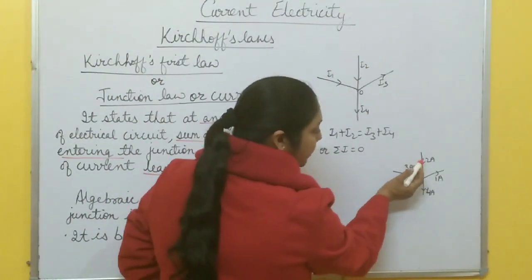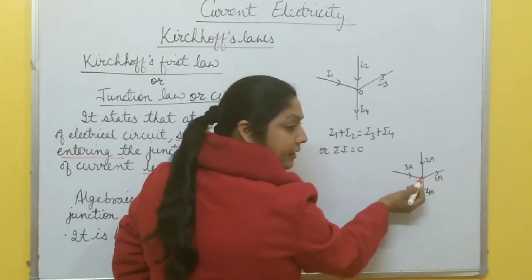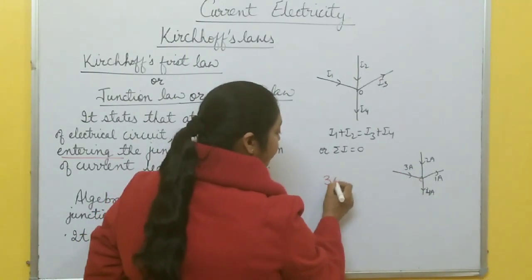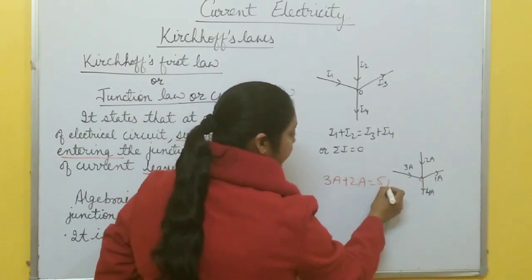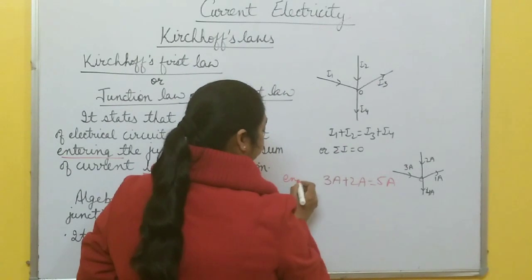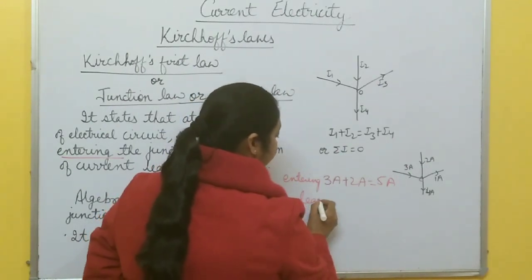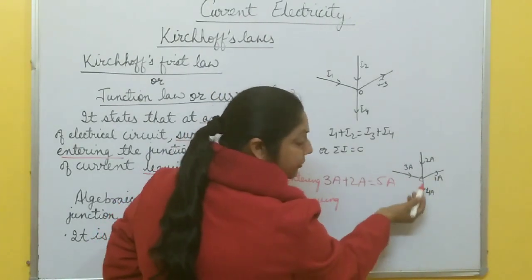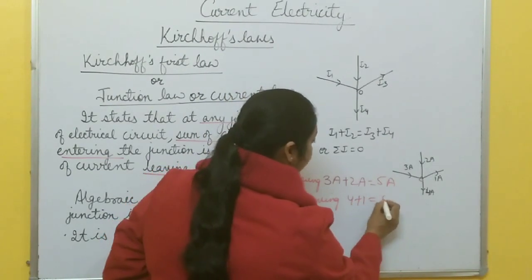Suppose 2 ampere current is entering at a junction, and 3 ampere current is also entering. So the sum of entering current is how much? 3 ampere plus 2 ampere. This is 5 ampere. This is current entering, right? Now the sum of current leaving the junction is how much? 1 ampere and 4 ampere. These two currents are leaving the junction. So 4 plus 1, this is also 5 ampere.